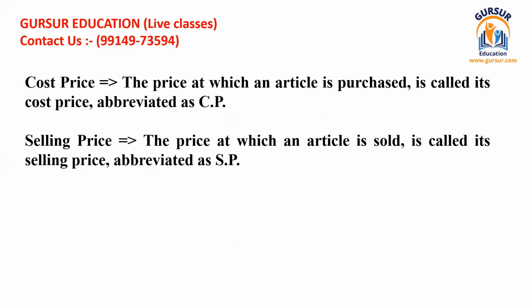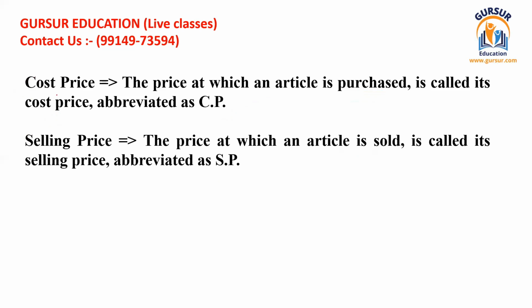First of all, the cost price: the price at which you purchase the article from your supplier. This is known as cost price, abbreviated as CP. This is the first concept in the chapter of profit and loss. The second is the sale price: the price at which you offer the product to your customers. The price at which the article is sold is known as selling price, abbreviated as SP, and this is the second concept. These are the two most important concepts, and on the basis of these two, all the formulas are made.